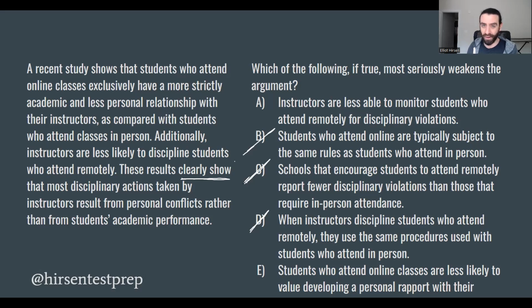Will E be better? E says students who attend online classes are less likely to value developing a personal rapport with their instructors. Okay, that may very well be true. Our author may very well agree with it, but does it explain, if as a student I value developing that rapport with my instructor less, does that explain why I'm less likely to be disciplined? No, it really doesn't. No plausible alternative explanation given. Let's get rid of E as well.